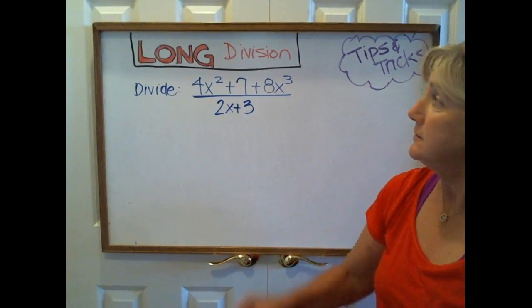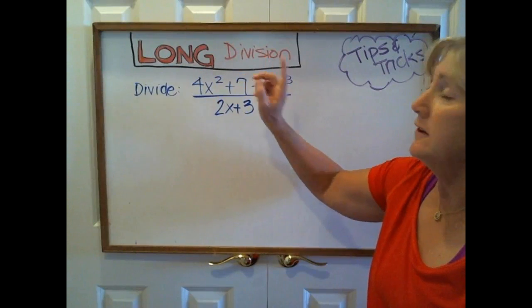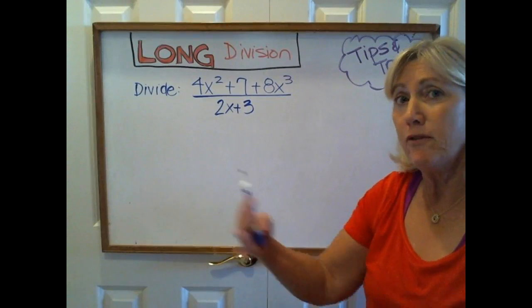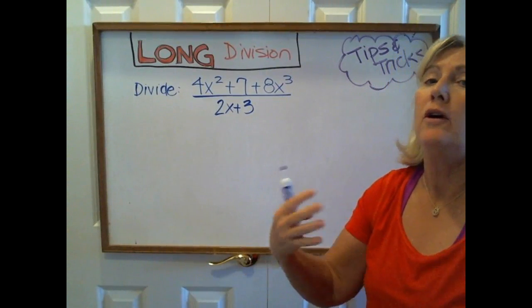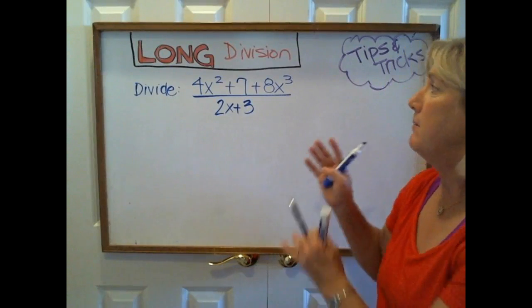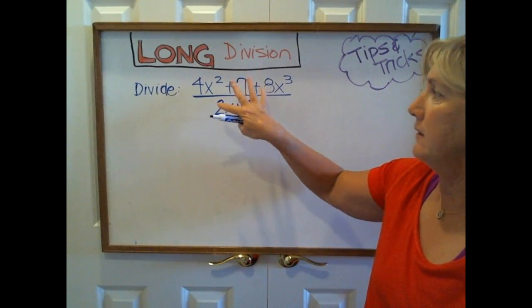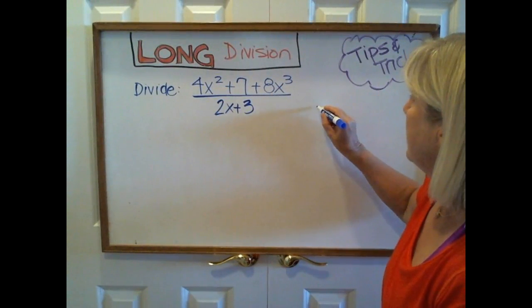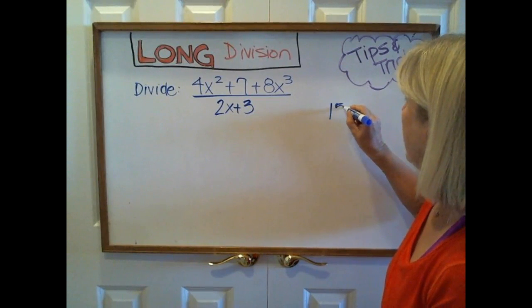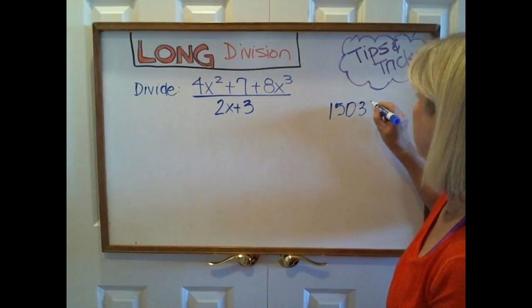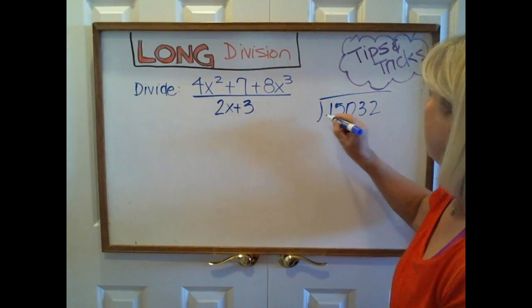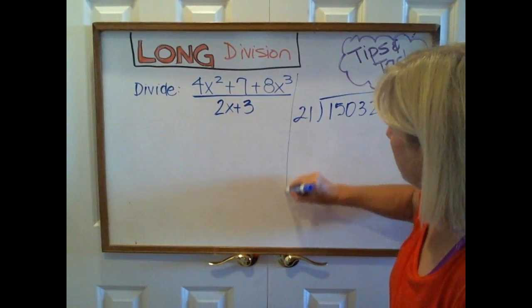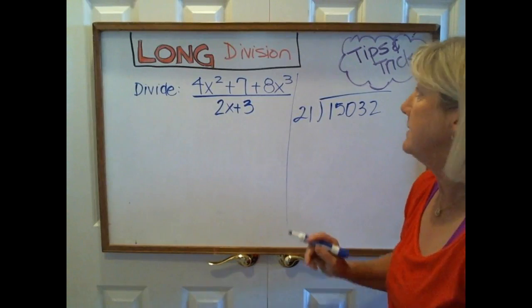All right, so today we're going to do long division, but it is with polynomials instead of regular long division. So what I'm first going to do is review regular long division with numbers so you can see the parallels between dividing with polynomials and dividing with regular numbers. So the example I'm going to use is something like 15032 divided by 21.